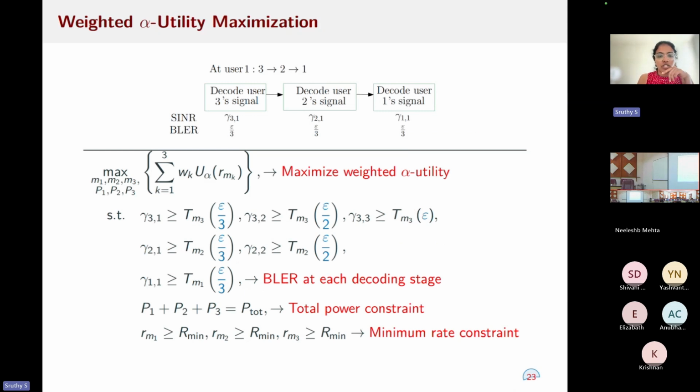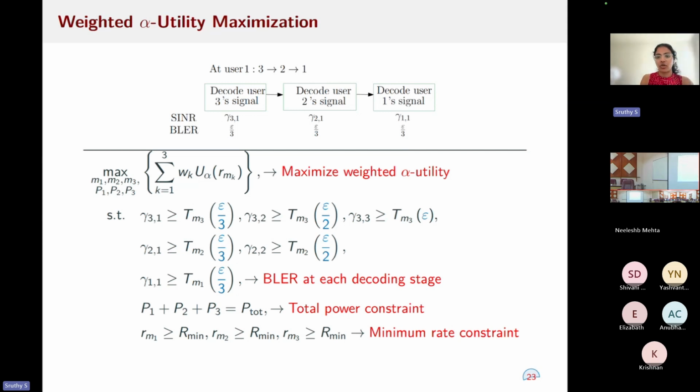So let's look into the problem formulation. To incorporate the general fairness measure, we are using a weighted alpha utility. So we give weights to each user's alpha utility function. Here W_k is the weight for the kth user, and U_alpha of R_k is the alpha utility function for the kth user. And we try to maximize this weighted alpha utility subject to all the block error rate constraints for each decoding stage, and there exist a total power constraint and a minimum rate constraint. Here, this is for a 3-user system. So the optimization variables are M1, M2, M3, which are again from the discrete finite set, and P1, P2, P3, which are continuous power variables.